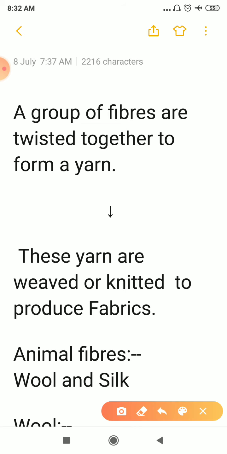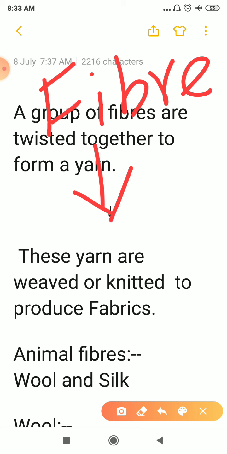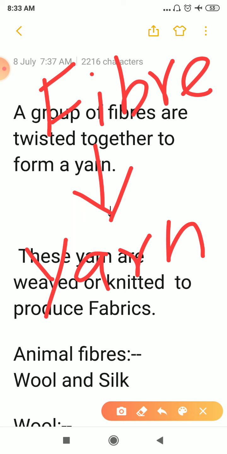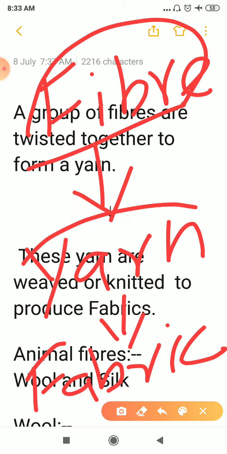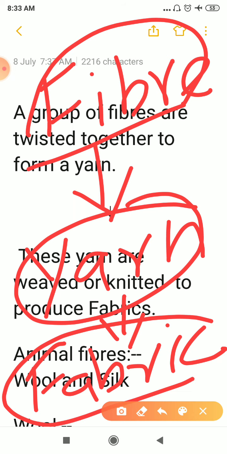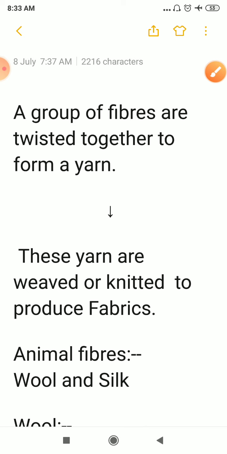First of all, we have to obtain fiber. From these fiber, yarn is made. From this yarn, fabric is produced. And from these fabrics, we take different types of fabrics and cloths. We make cloths for us. The pant, the shirt, the t-shirt, banyan, whatever you wear, that is made by this process only. First, the fiber is obtained. After that, the fiber is converted into yarn, and from those yarn, the fabric is prepared. This is all in the introduction part. In the next part of the video, we will discuss about wool and silk.